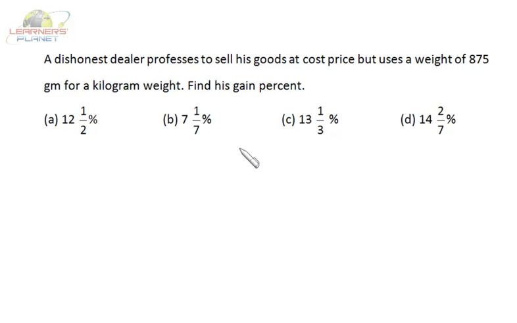Now friends, let's discuss some cases of fraud where the sellers make a profit by underweighing commodities. In this case, a dishonest dealer professes to sell his goods at cost price but uses a weight of 875 gram for a kilogram weight. We have to find his profit percent. Now friends, profit is always calculated on cost price, that we know.